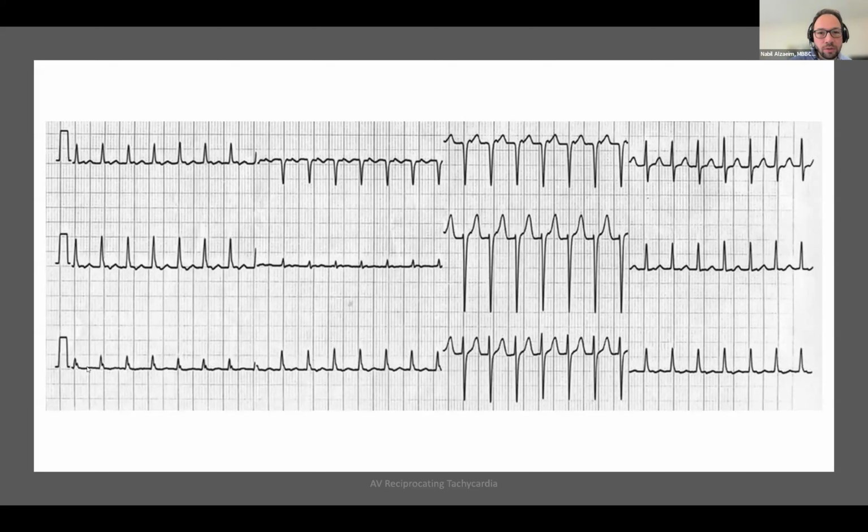I don't know if you see my cursor or not. Just do the laser here. Oh, there you go. No, I don't think we can see your cursor. How about the laser now? No? Oh, yep, I see that. Okay, so you will see here the P wave buried in the ST segment here.